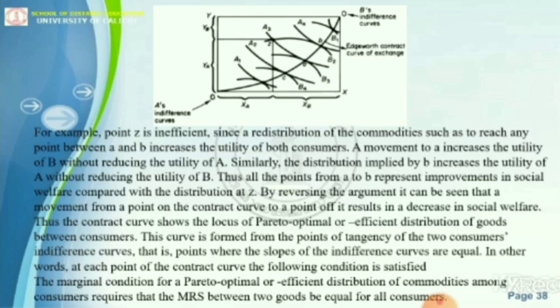The distribution of factors stated by a point away from the contract curve, such as point P1, cannot be the possible position of general equilibrium of production.